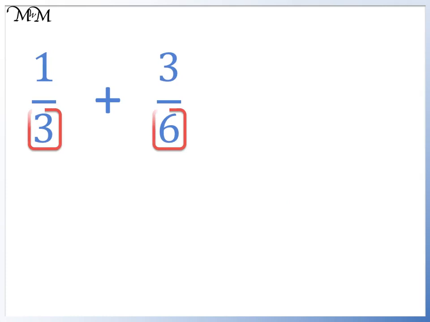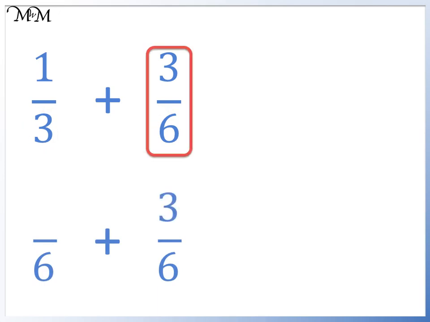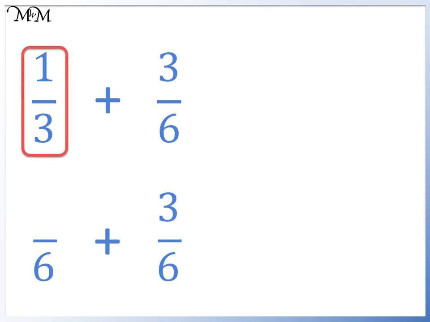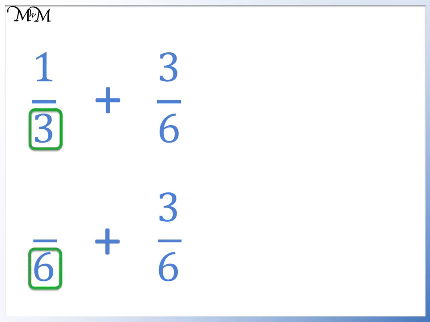Looking at the denominators, we can see that 3 divides into 6, so 6 is our common denominator. Now for the numerators. If we look at 3/6, we can see that it already has a denominator of 6, so we don't need to change it. Now looking at a third, we see that to get from 3 to 6, we multiply by 2. So we need to do the same to the numerator.